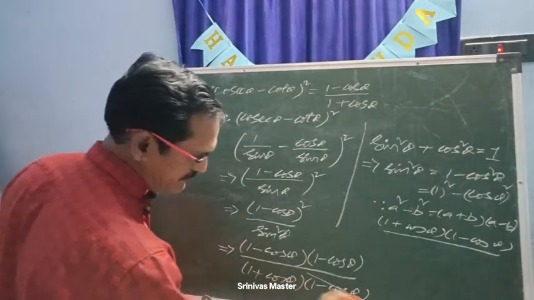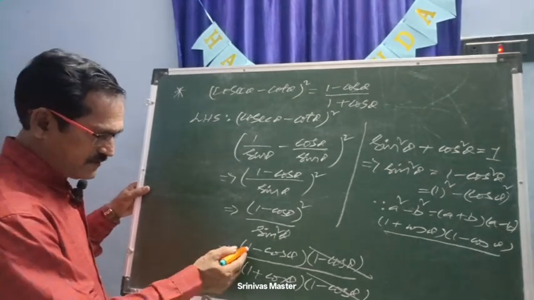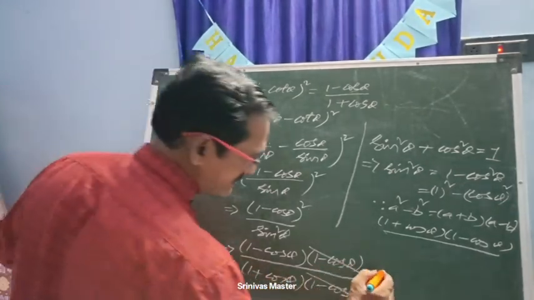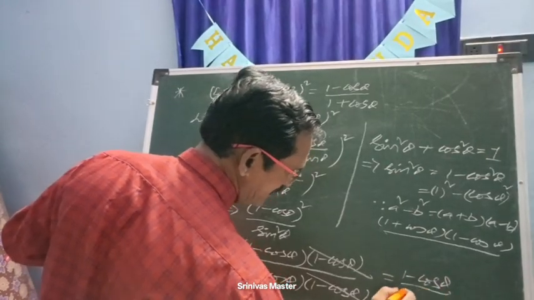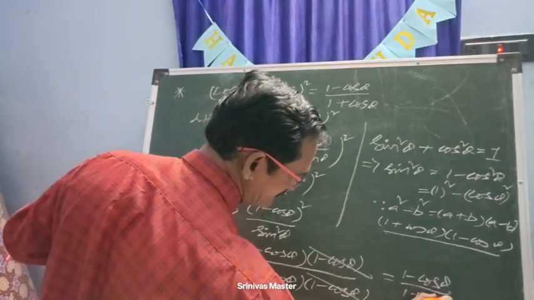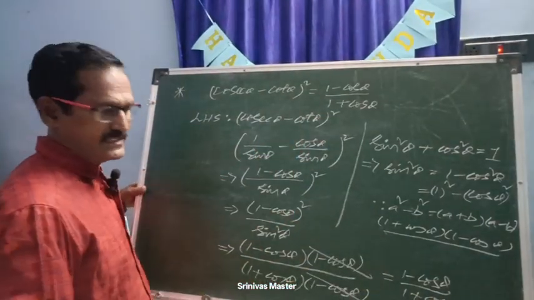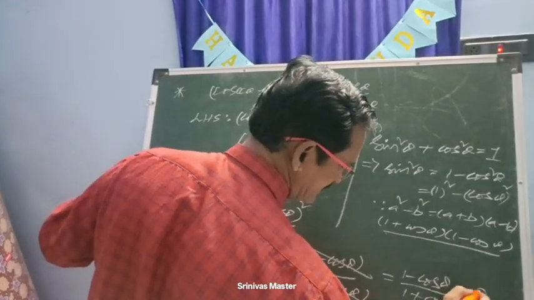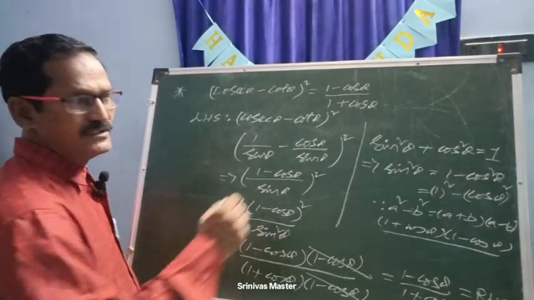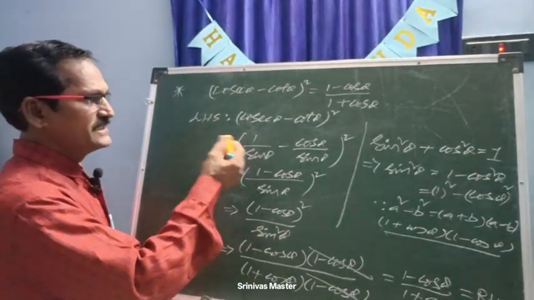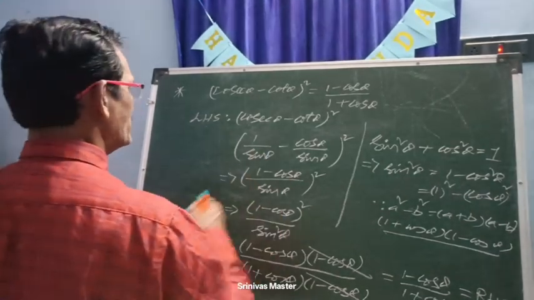So you know what will be cancelled? 1 minus cos theta, 1 minus cos theta cancelled. What is left here? 1 minus cos theta by 1 plus cos theta. What is the result of this? It belongs to RHS. That means it is equal to RHS. Hence we can say that LHS is equal to RHS. Hence proved. This is the first problem in this exercise. Okay, now we can go to the next problem.